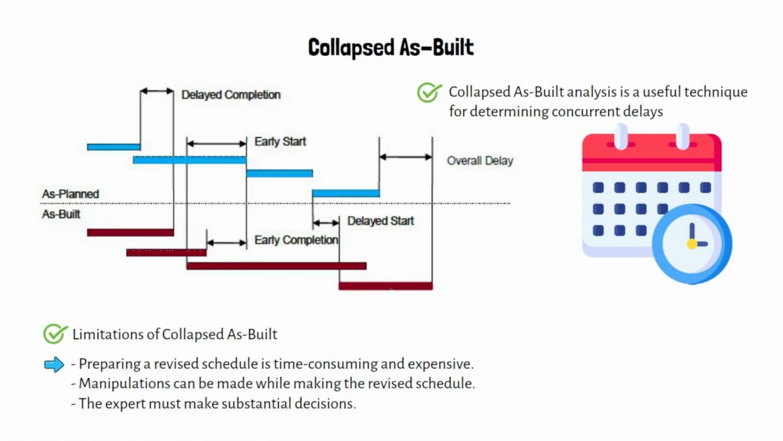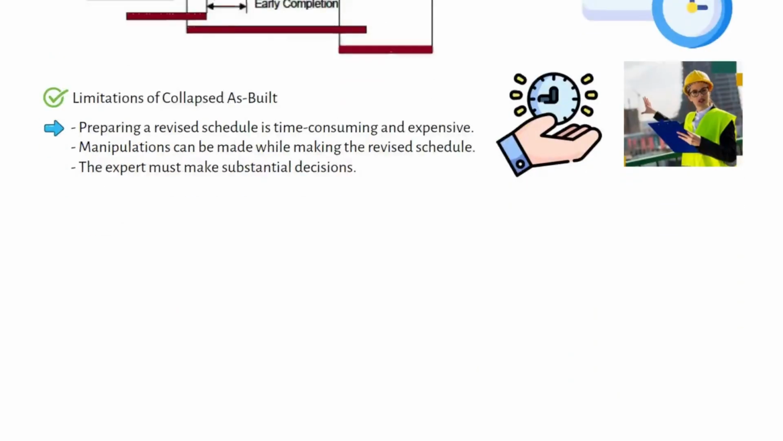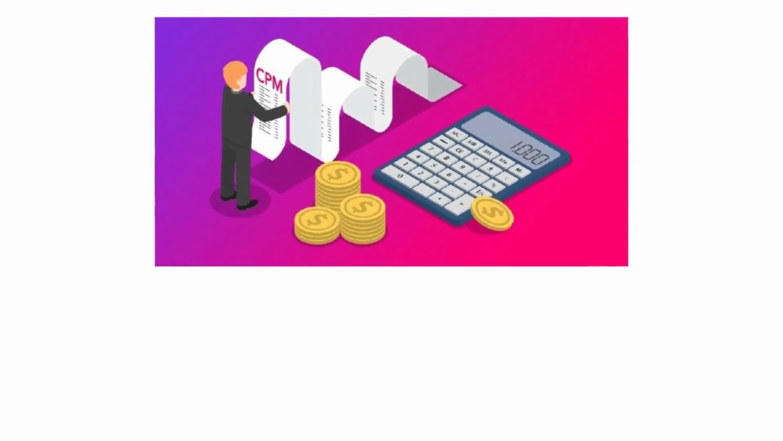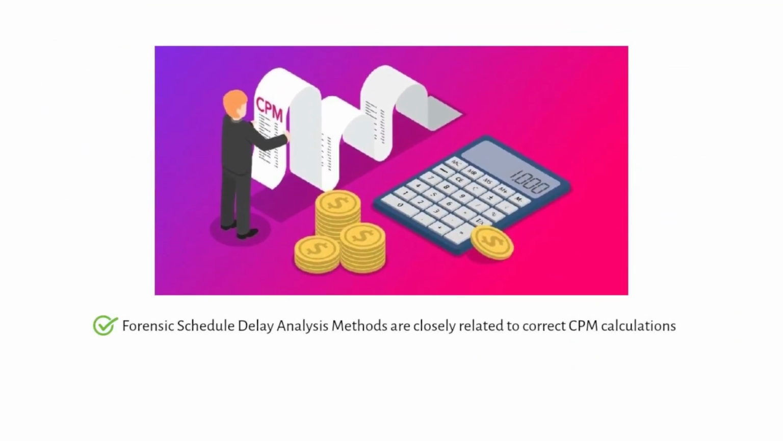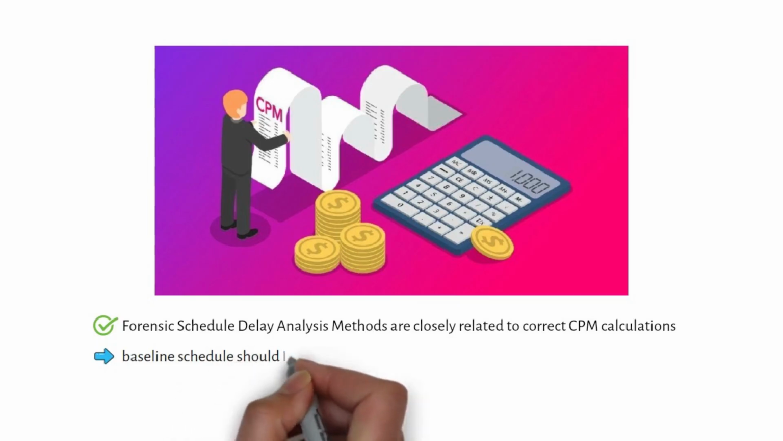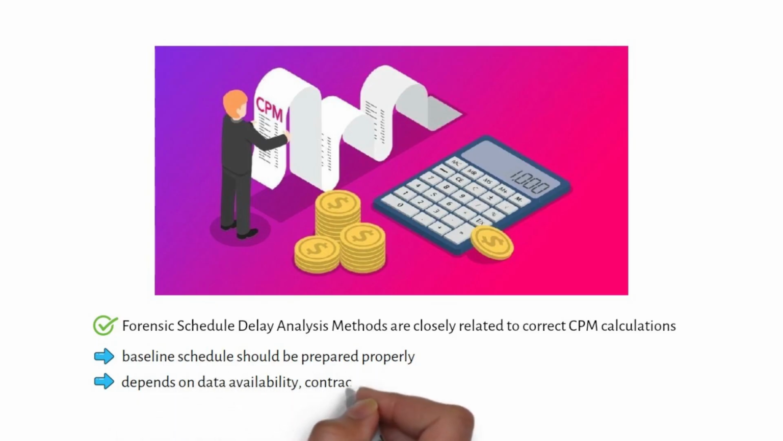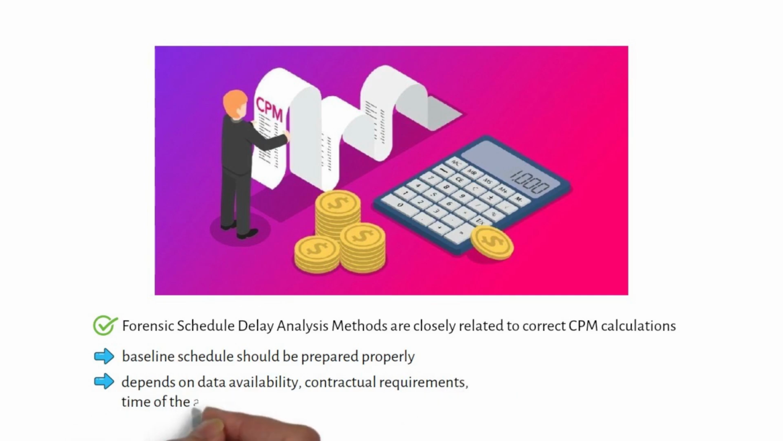Like other resources such as labor and equipment, time can be considered a resource that is spent on building a construction project. Forensic schedule delay analysis methods are closely related to correct CPM calculations. In order to make substantial CPM calculations, the baseline schedule should be prepared properly. The choice of the adequate schedule analysis method depends on data availability, contractual requirements, time of the analysis, costs, and level of effort, among other factors.